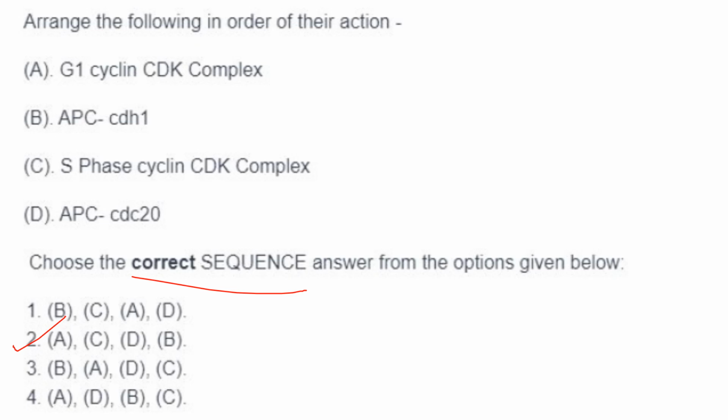Then next one is APC CDH1. So this is activated during the late mitosis. So here the chromatids have moved to the poles. What APC CDH1 does is it will help in the degradation of cyclins and other mitotic proteins, and thereby allowing exit from mitosis. Okay, that is APC CDH1 function. So answer here is ACDB.